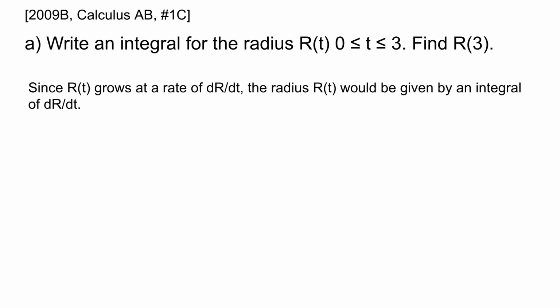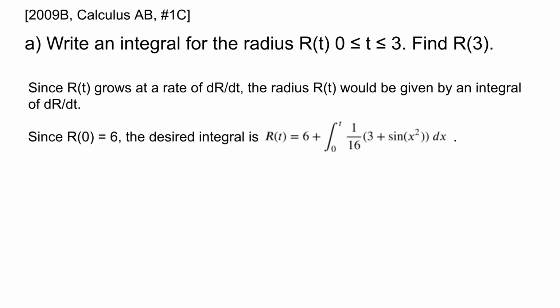Now, since r of t grows at a rate of dr/dt, which is given to us in the question stem, the radius r of t would be given by an integral of dr/dt. And since r of 0 is 6, the desired integral for r of t would be r of t equals 6 plus the integral from 0 to t of 1/16 (3 plus sine of x) squared dx. Note the use of the dummy variable here, since the value of t is used as a variable in one of the bounds. We cannot use it in the function itself.